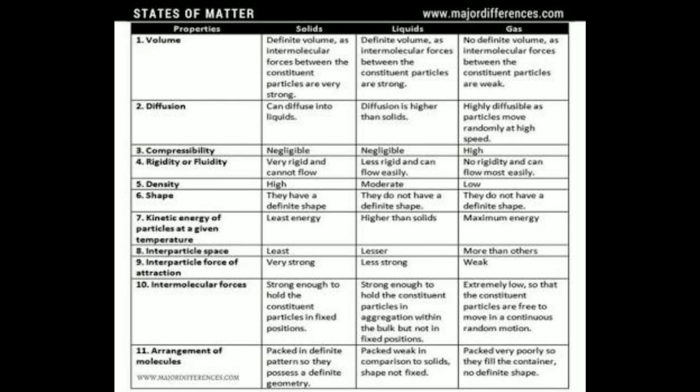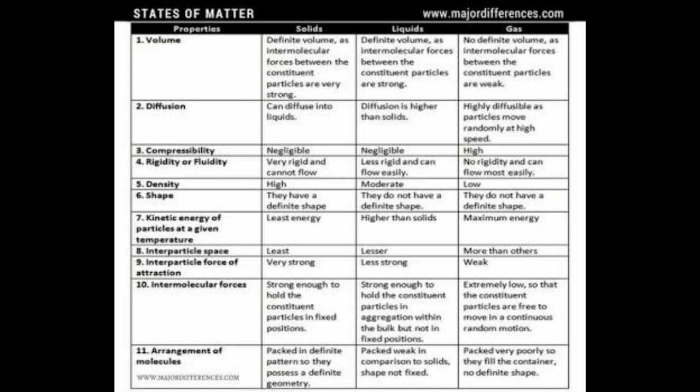These are the properties. On the basis of these properties, we are going to try to know what solids are, what gases are, what liquids are. So with the help of this chart or table, we are going to differentiate and learn about solid state, liquid state and gaseous state. So the first property is volume.